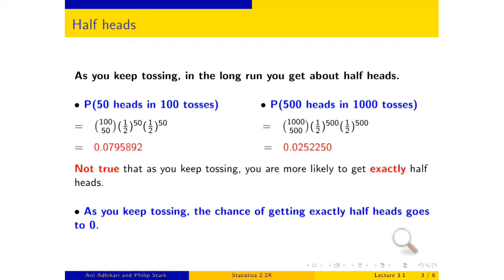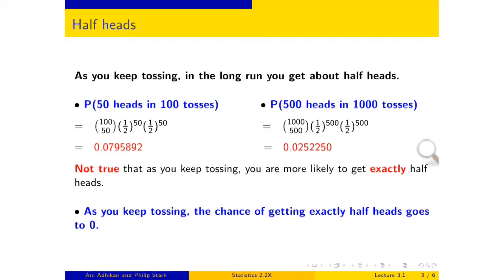So this is number two in what the law of averages does not say. It does not say that you're more likely to get exactly half heads. And you know, we've always had this notion in Stat 2 that yes, we have formulas and we can do a calculation, but it doesn't really sink in until you can see it somehow physically. And what I'd like to do is look at the chance of getting exactly half heads.